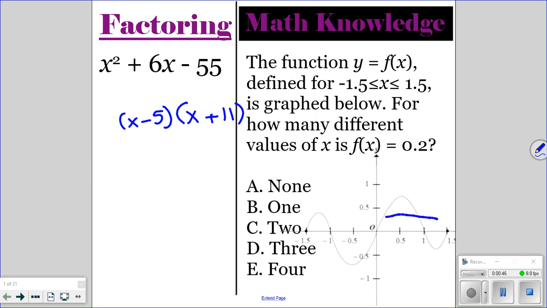And so if you draw a line approximately at 1.2, that may be a little bit high, but how many different places does your graph hit that? Well, it hits it one place here, one place there, one here, and one here. So a total of 4. So E would be your answer.